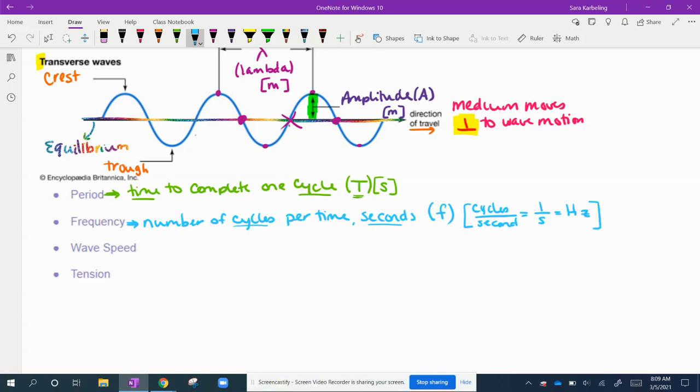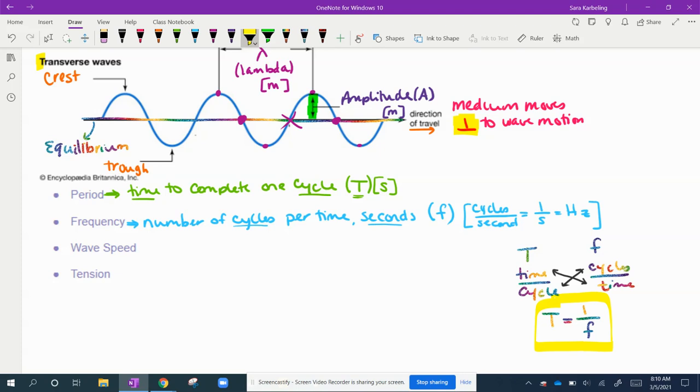Now, one thing to note here is that period and frequency are really intimately related. Why is that? Remember period is time per cycle, and frequency is cycles per time. So if you look carefully, they are basically opposites of one another, which means it's a direct inverse relationship. So period is equal to 1/frequency, or you can write it the other way, that frequency is 1/period. That's an important relationship to know, and that one is on your equation sheet as well.